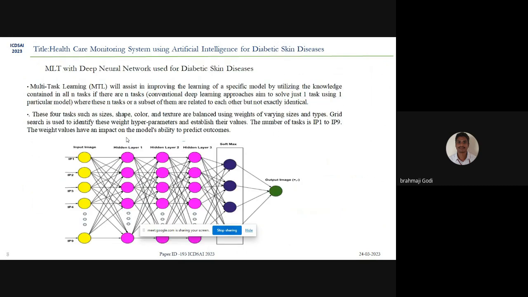And the next one, as I told you, is multitasking. Here the inputs are IP1 and IP2, and we are taking inputs from 1 to 9, and every input is going to be trained within the hidden layers. We have taken three different types of hidden layers into consideration.